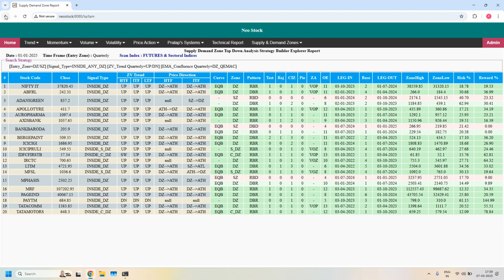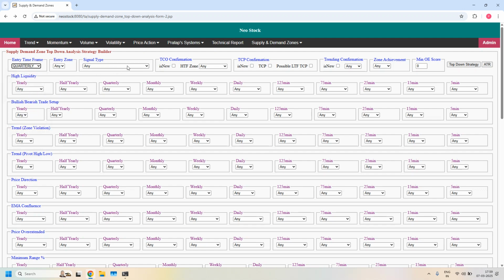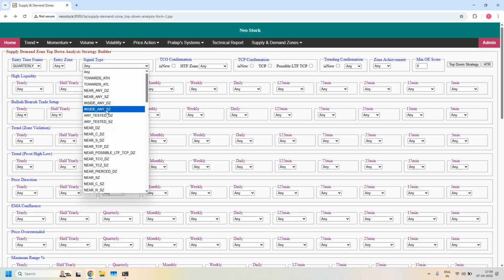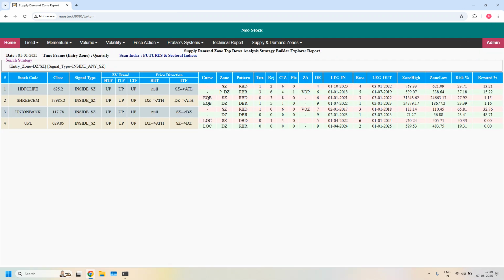Okay, next. Quarterly time frame. Price closed inside quarterly supply zone. We got 4 stocks.